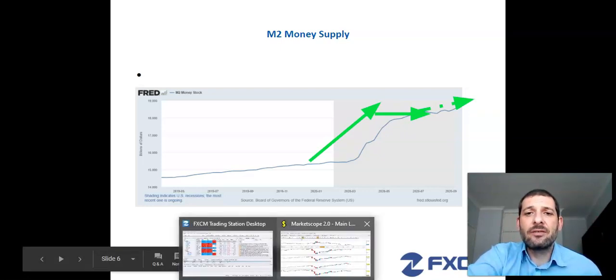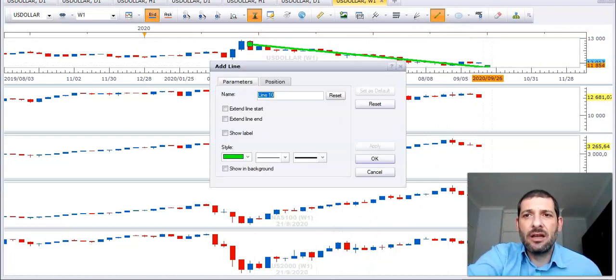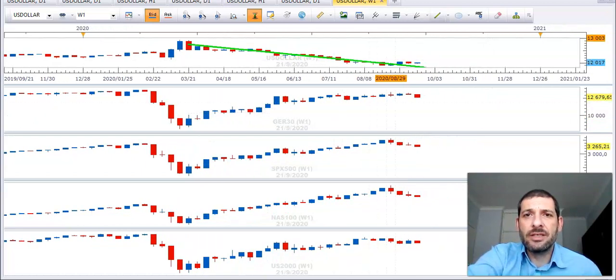Let's just bring up the technicals here. Take a look at the top chart here. So this is the US dollar. Okay, I want to draw in a line. So there's the line down. Okay, let's just move this chart over so we get all the price action in.